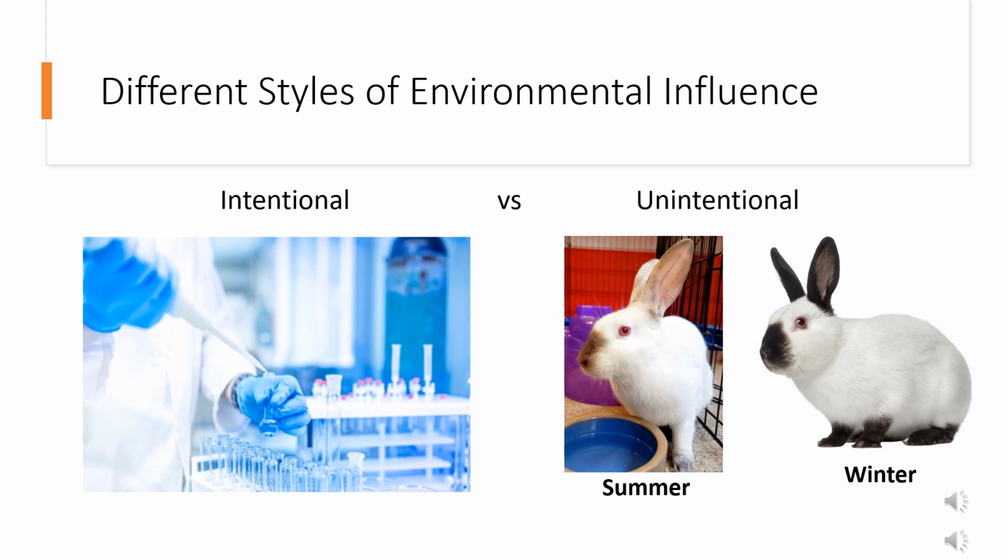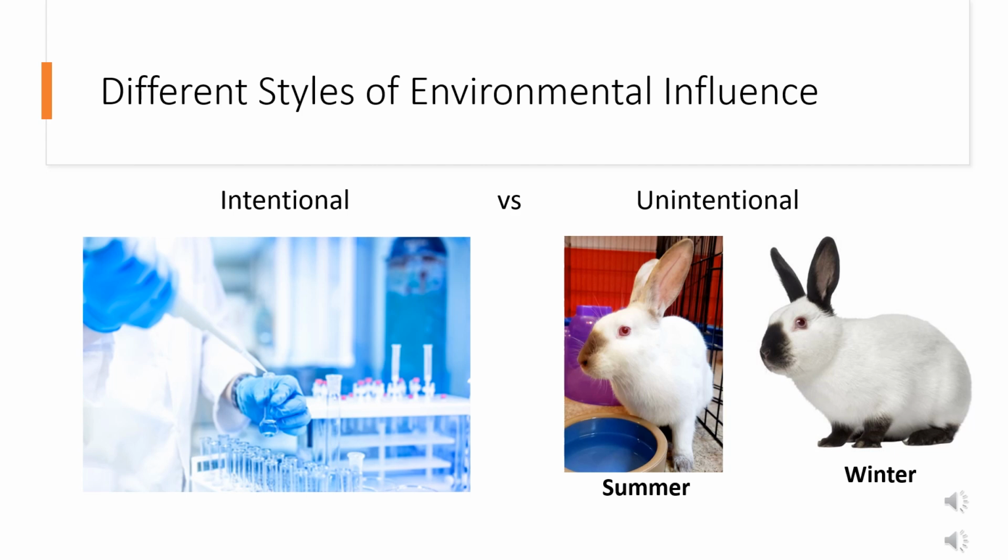However, when the environment changes naturally, as it shifts to summer, as you can see in the picture on the left, the rabbit loses a little bit of that black fur in its ears, its nose, and its tail, as it does not need as much heat absorption in those areas in the summertime as the climate is different. And so this is an example of an unintentional environmental influence in which the genotype of the rabbit stays the same, but the phenotype changes, that being the color of its extremities, as the environment changes as well.